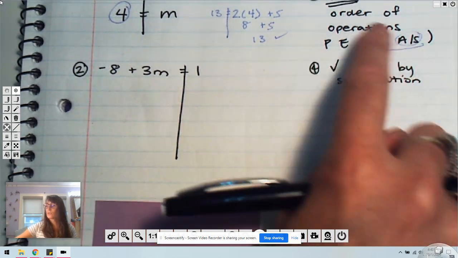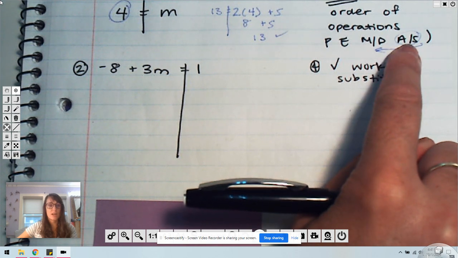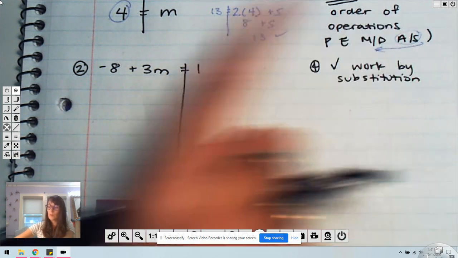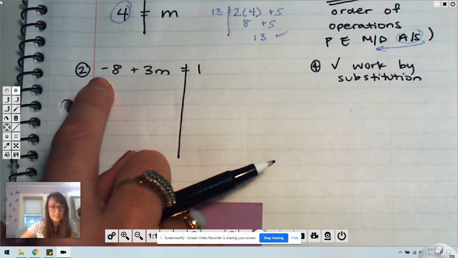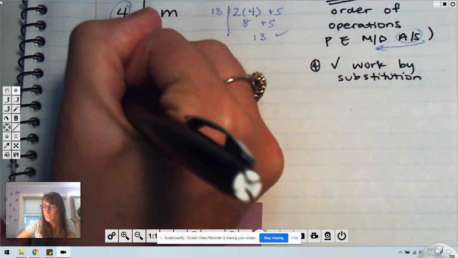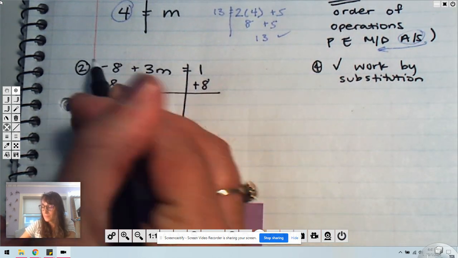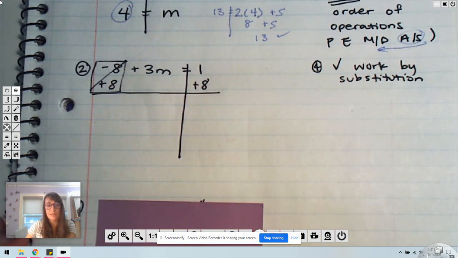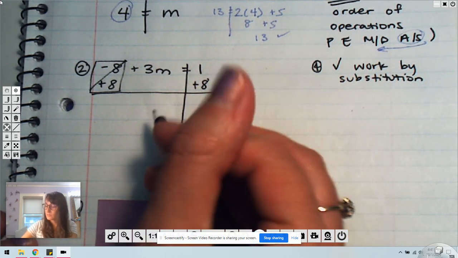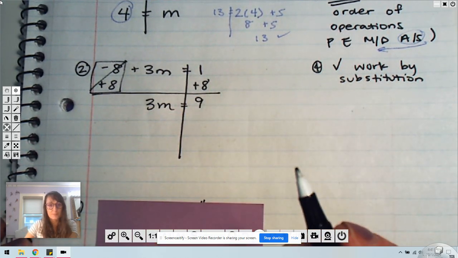So now I need to do order of operations, but in reverse. First, I'm going to deal with any addition or subtraction. Well, I see that negative 8. That's like my addition and subtraction. The opposite of a negative 8 is a positive 8. So I add 8 to both sides. Negative 8 and positive 8 make 0. They cancel out. I am left with 3m is equal to 9.